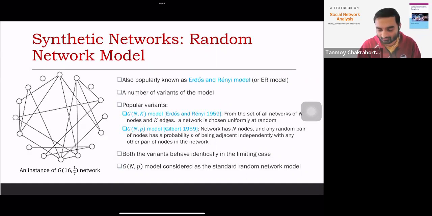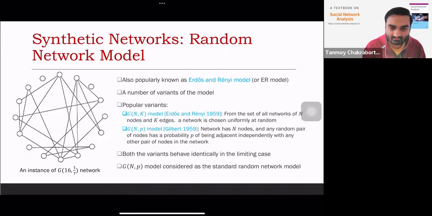Now, these three properties should be preserved in a synthetic network: high local clustering coefficient, small diameter, or whatever, the average path length, and the scale-free property.